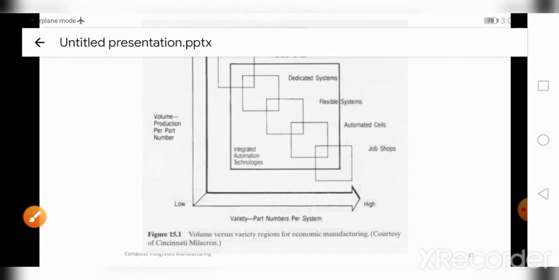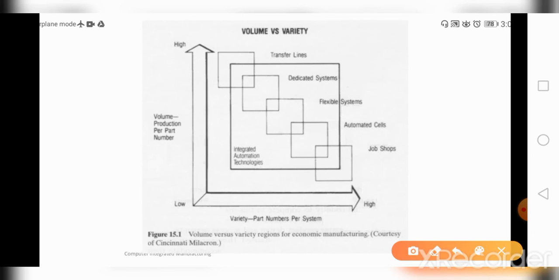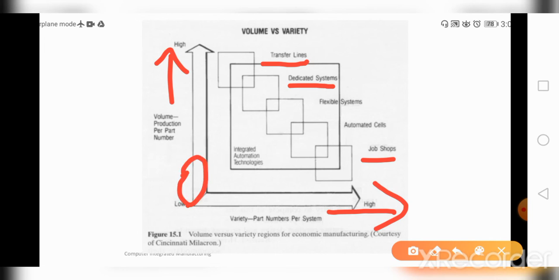Next, here we have a graph you can observe: volume versus variety. Here we have transfer lines, which are mainly dedicated systems with high volume. You can see high volume is there, and part variety is very low. Next you can see job shops, where part variety is very high but production is very low. That is what you can observe.